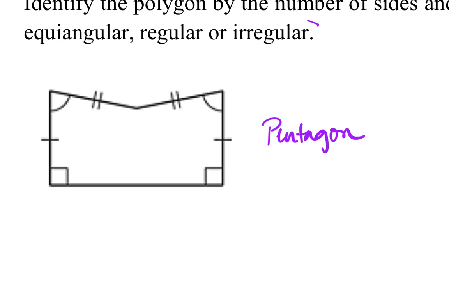This one would be your irregular. It's none of them. None of them being it's not regular, equilateral, or equiangular.